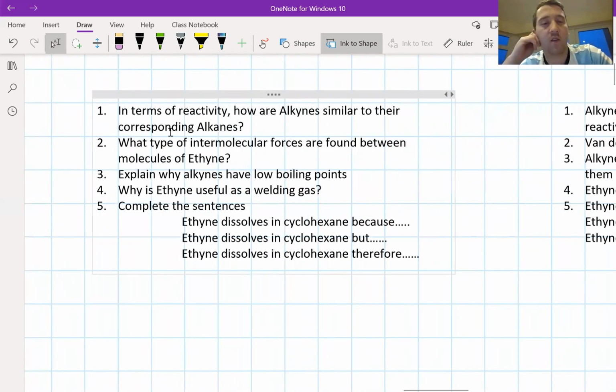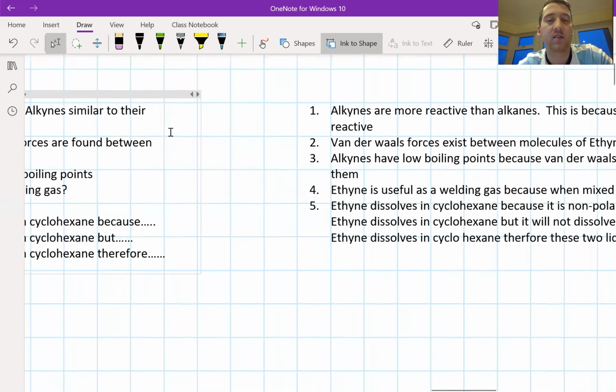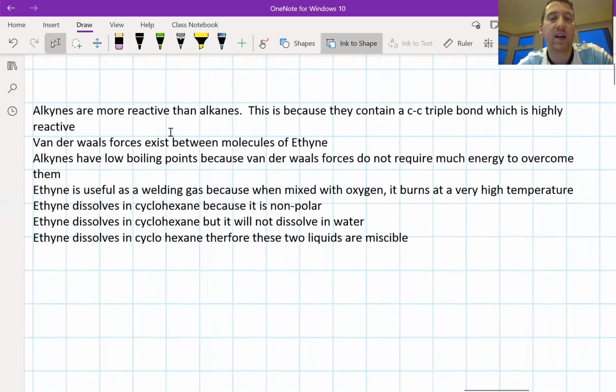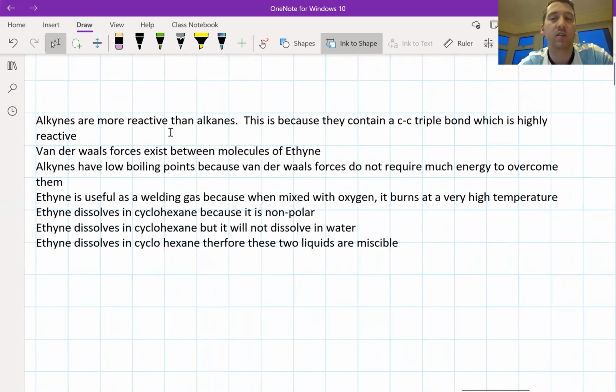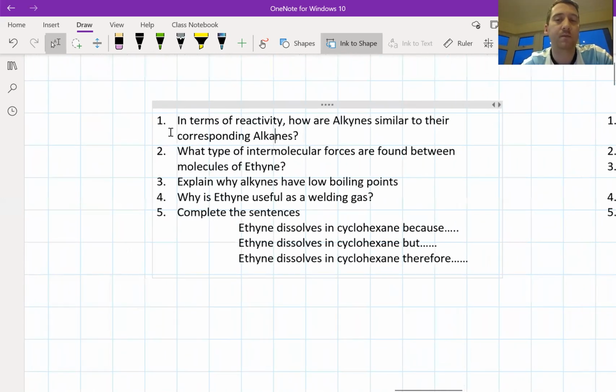That's the idea there. Number 4, why is ethyne useful as a welding gas? Ethyne is useful as a welding gas because when it's mixed with oxygen, it burns at a very high temperature.